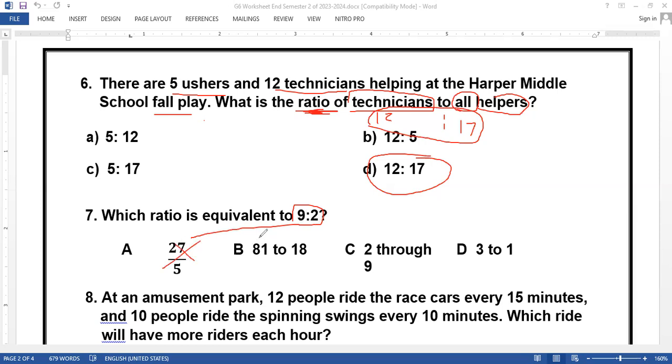9 became 81, so we multiply 9 by 9 to become 81. And 2 multiplied by 9 equals 18. Because we multiply the two terms by the same number, which is 9, it becomes 81 to 18. So this is the correct answer.